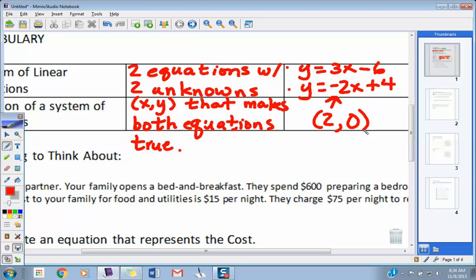Okay, check it out here. When I throw 0 in for y and 2 in for x, do you get a true statement? Does 0 equal negative 2 times my x value of 2 plus 4? If I threw 2 in here, what's negative 2 times 2, kiddos? Negative 4. Negative 4 plus 4 more is what? 0. Golden? Good? So this point right here, how many equations do you have to make true here?